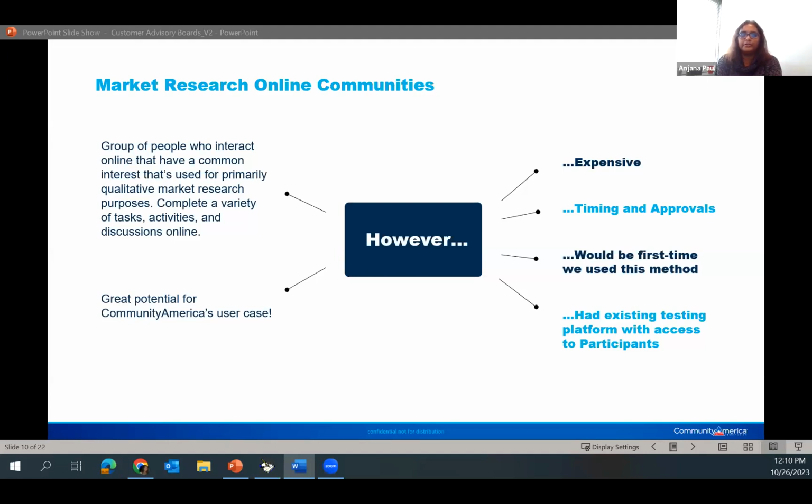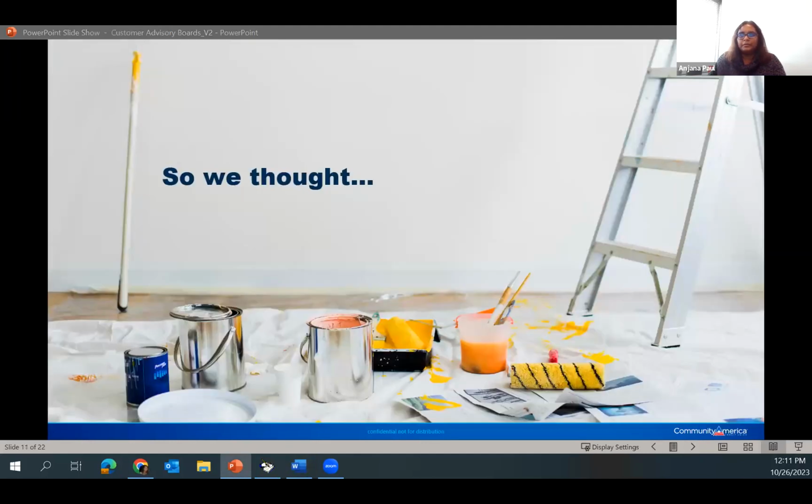We really did like the community platforms, but we were really hesitant to dive into it because it was pretty expensive. It would be our first time using it. And we already had an existing platform that we were paying for as well. So it kind of felt like doubling our expense there. So instead, what we thought is, hey, well, let's leverage what we have and what we know to build a way to gather insights from our members at a small scale. And we thought we could do that by basically setting up a customer advisory board.